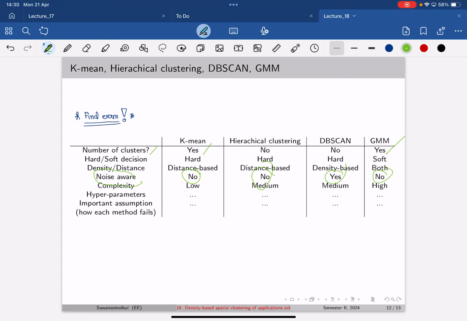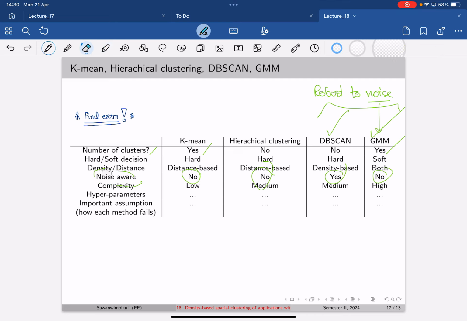But which one is robust to noise? You can probably say it's DBSCAN and Gaussian mixture model. Yep, so robust to noise is these two. We will see why the Gaussian mixture model is an algorithm that is robust.